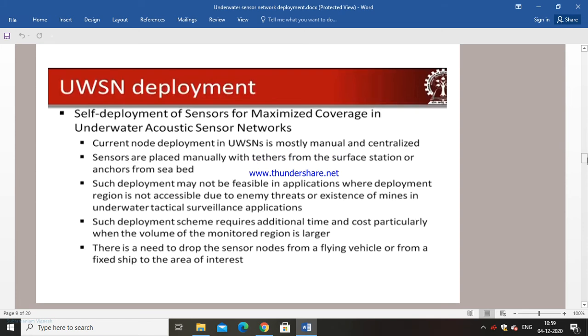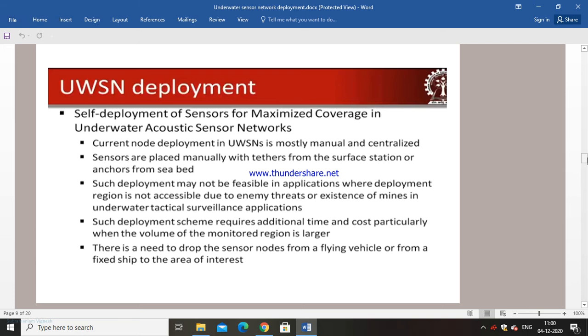The self-deployment of sensors for maximized coverage in underwater acoustic sensor networks. The current node deployment in underwater sensor networks is mostly manual and centralized. The sensors are placed manually with tethers from the surface station or anchors from the seabed.